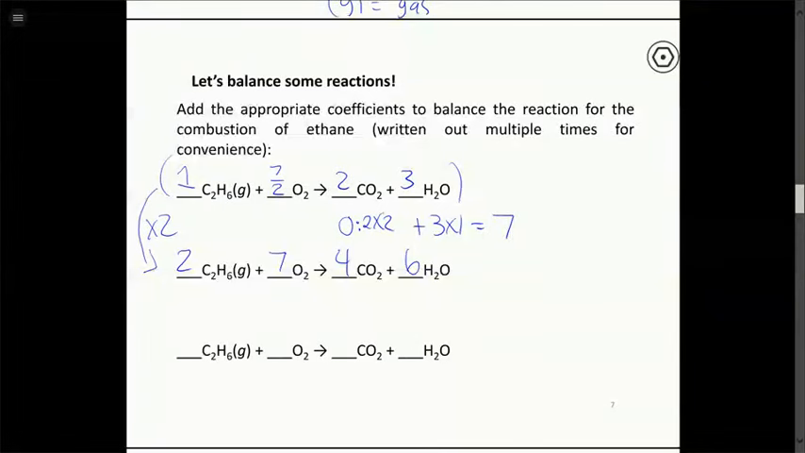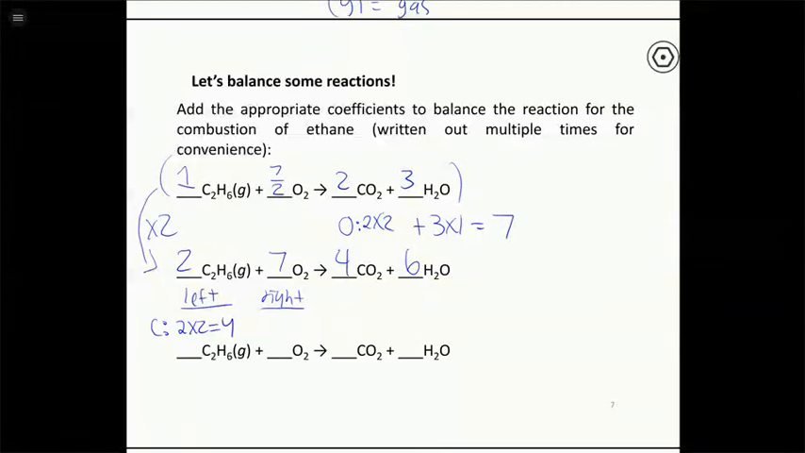So if we look at the left side, or the reactant side, of our equation, we're going to do it for each element that's in the equation. So for carbon, on the left side we have two ethanes, each with two carbons, so we have a total of 4 carbons. And then if we look on the right side for carbon, on the other side of the arrow, we have 4 CO2s. Each of those has 1 carbon, and so we still have a total of 4 carbons. So we have 4 carbons on each side, so carbon is balanced.